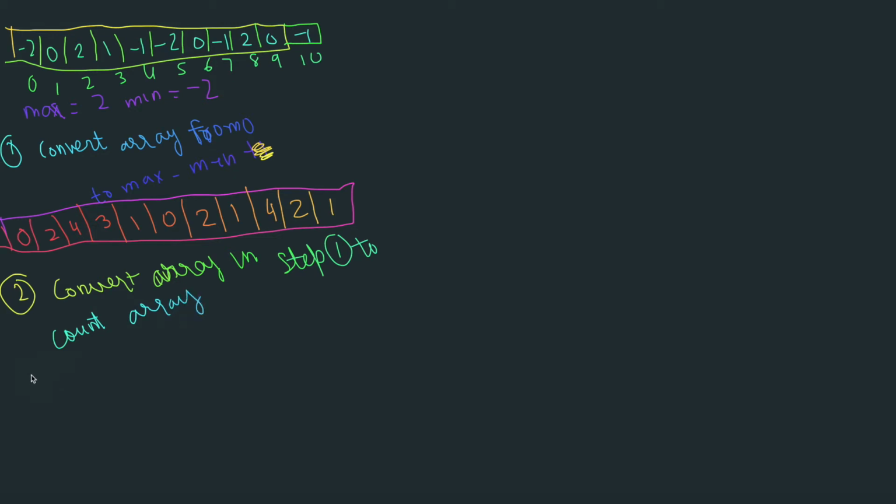The way to do it is, first of all, we initialize the count array. The size of the count array will be max minus min plus 1, which in our case is 2 minus -2 plus 1, which is 5. So there will be 5 elements in the count array. Now we go through each of the elements in the array from step 1, and for each we keep incrementing the value at that particular index. Initially all the values are 0.